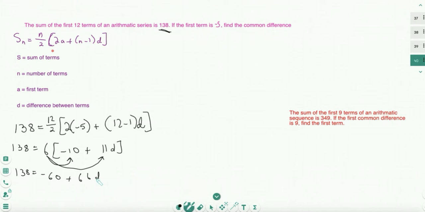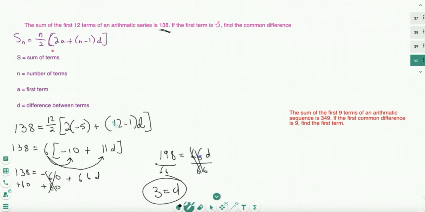Well, first of all, D is being multiplied by 66, then subtracted by 60. So let's get rid of the 60 first. The opposite of minus 60 is plus 60. 138 plus 60 is 198. This cancels out, so we're left with just 66D. D is being multiplied by 66, so we're going to divide by 66. 198 divided by 66, I think it's 3. Yes, it is. So 3 is equal to D. Cool. The common difference is 3.